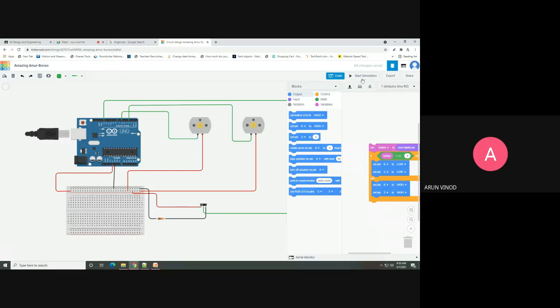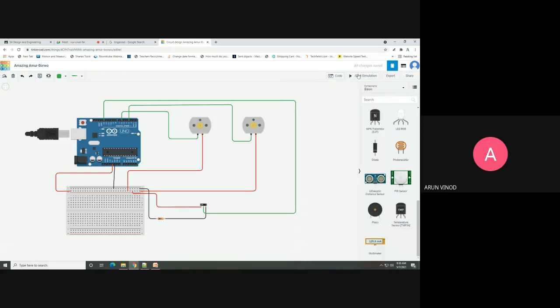Like this, you can start the simulation. I'm switching this on. See, the motor is running, it is rotating. So what you are doing here is simulating a product before starting the real or actual product. You can test and see, okay, this is working well, so we can directly implement this.